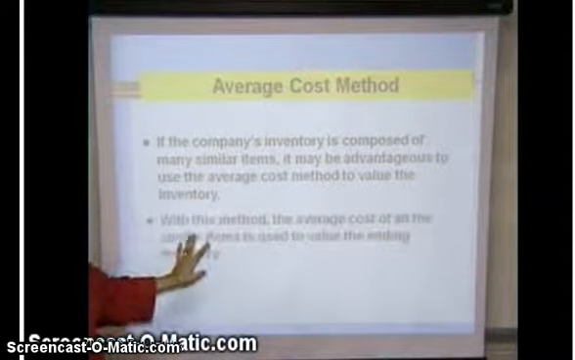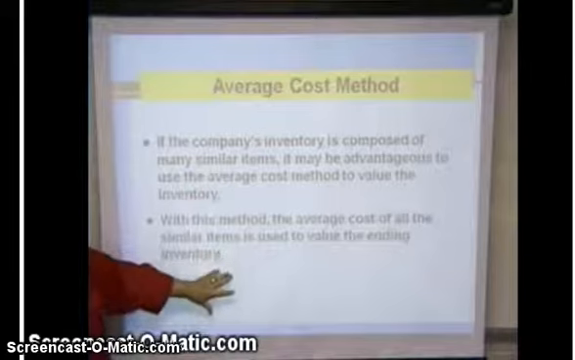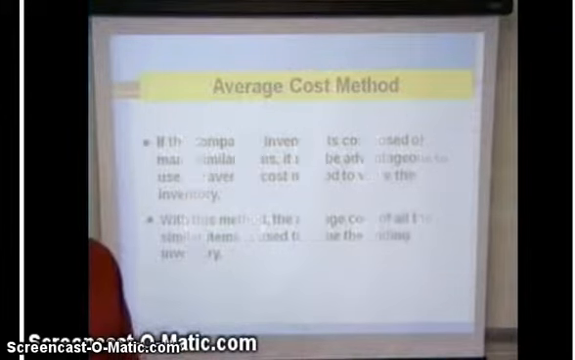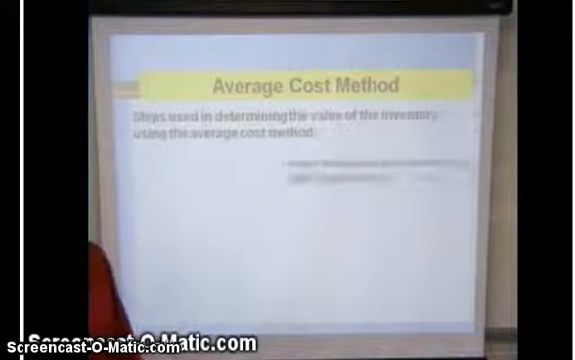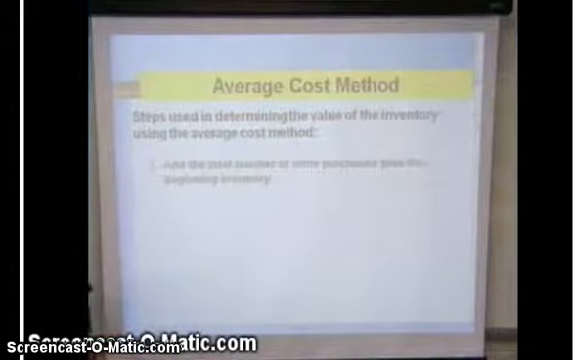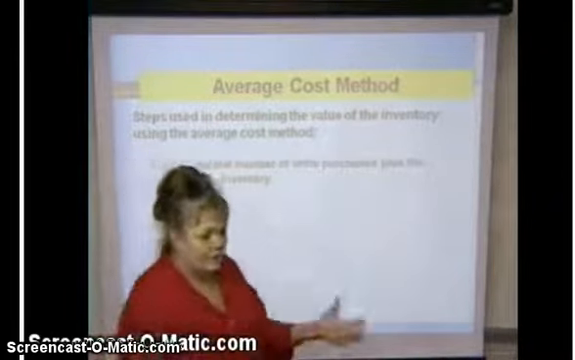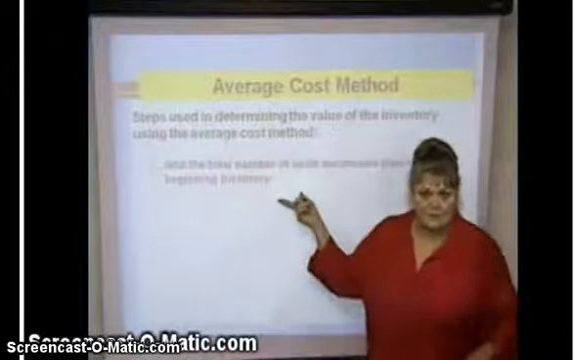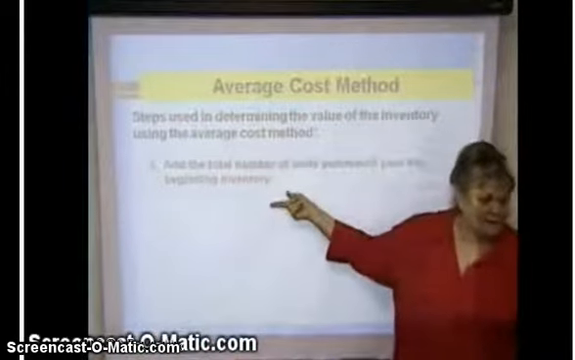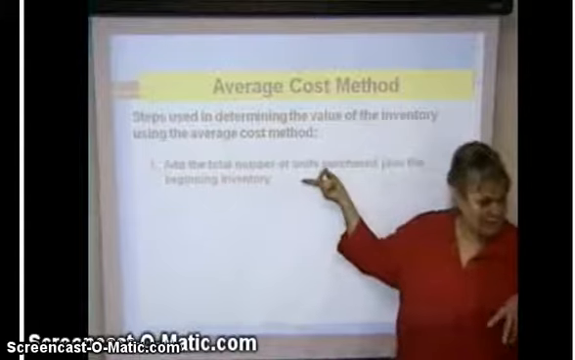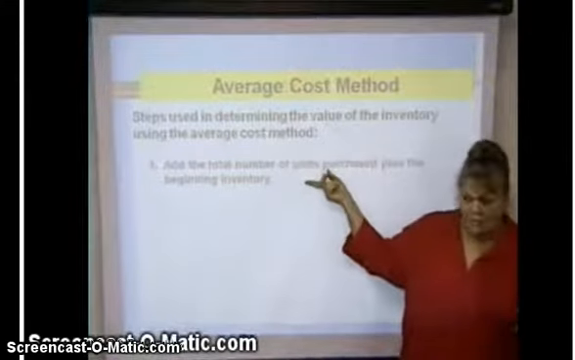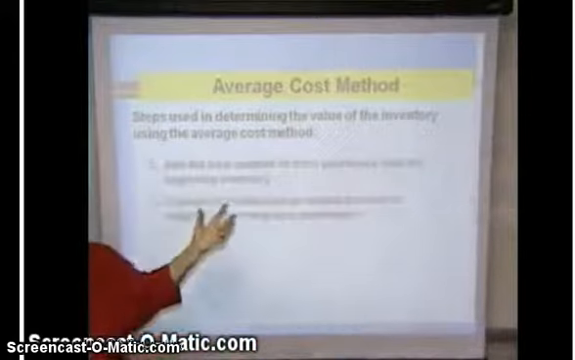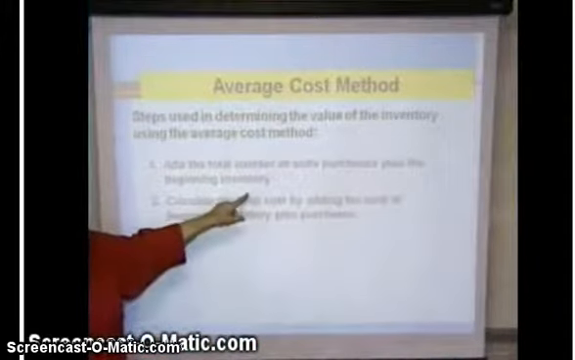Okay. So we can use an average cost to value our ending inventory if our items are very similar. So what we do is we total the number of units we purchase and add it to our beginning inventory, if our items are alike. Start with the beginning inventory. We add what we purchased in the month. And we come up with everything that we had to sell, right?